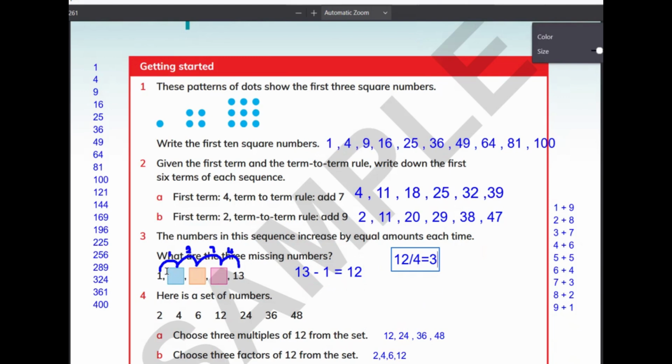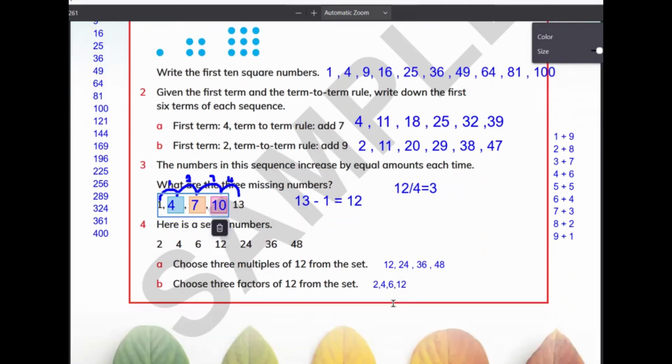Then you will say, like you've got here 1, 1 plus 3 will give you 4. Then 4 plus 3 will get you 7. Then 7 plus 3 will get you 10. And 10 plus 3 will get you the 13. So this is exactly what you want.